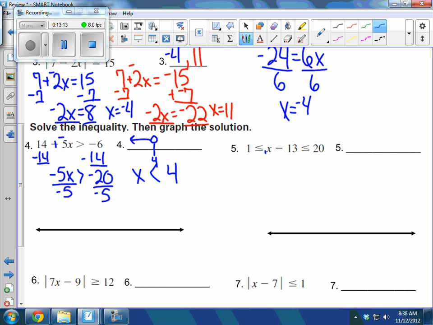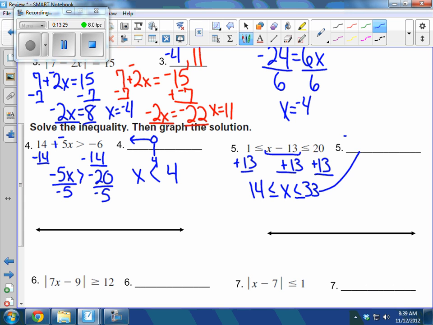So to get in the middle, the x by itself, I'm going to add 13 to the middle, to the right, and to the left, to every side. So the left side becomes 14, and the right side becomes 33. So when I'm done, there's my answer. Put it here. My answer is between and including 14 and 33. Okay? All right, let's go to number 6.